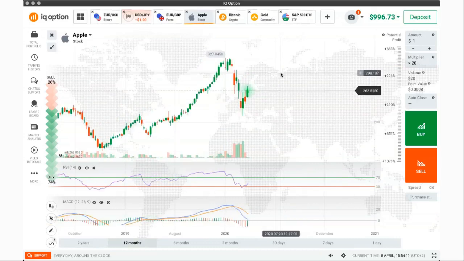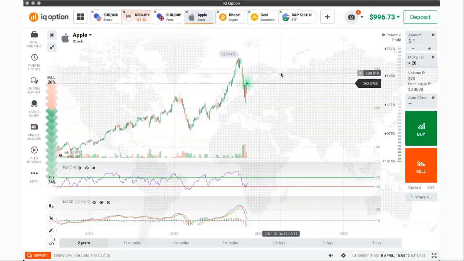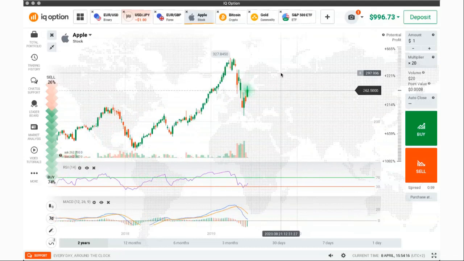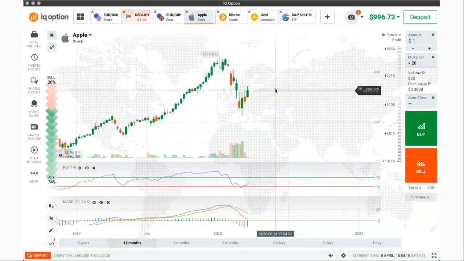So Apple for me would not be a stock that I would short necessarily, but I also wouldn't open a long position here because I would look for lower lows.